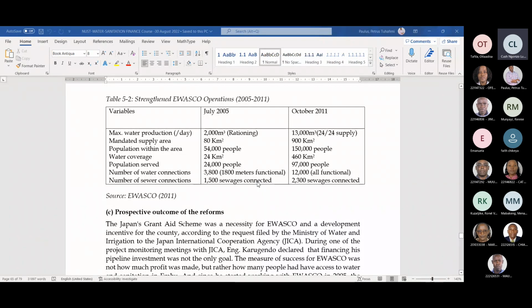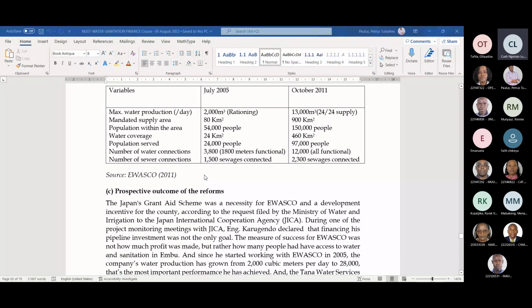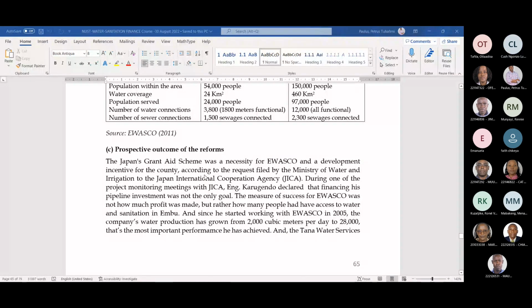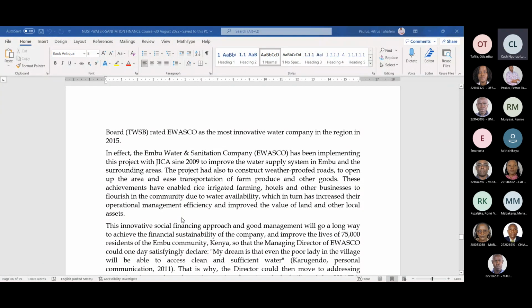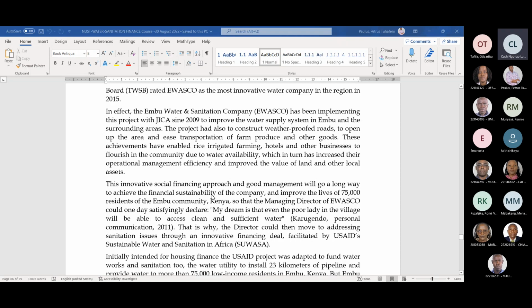So after this grant that changed the balance sheet of Ewasco, Engineer Karugendo went to see the Americans, and he negotiated with them to fund a sanitation project known as SUWASO. The US funded that project with $945,000, and this money helped them to get funding from the commercial banks, and it helped them to develop the network. Today it is one of the best rated companies in Kenya. Many other funders came. The German Development Bank came back to fund them again, and today they are one of the best performing companies in Kenya.